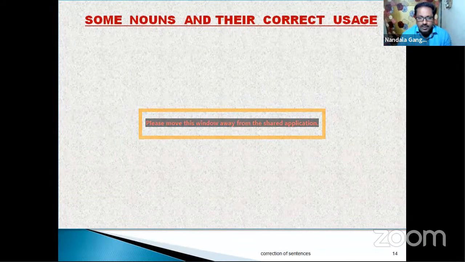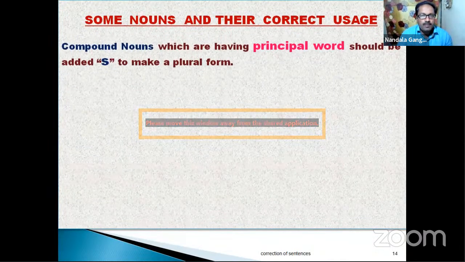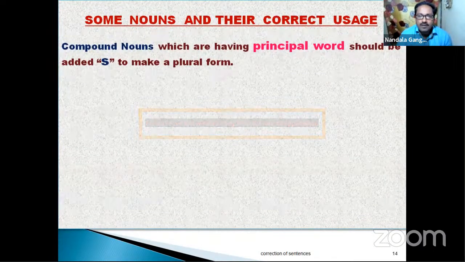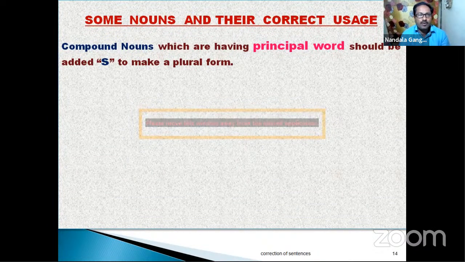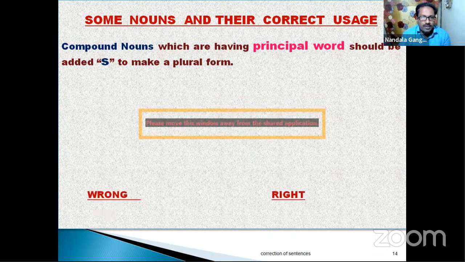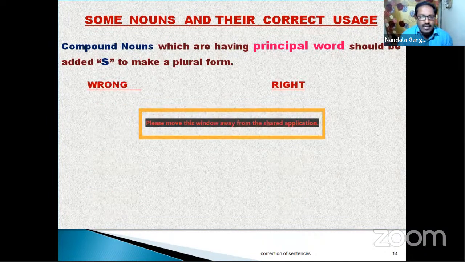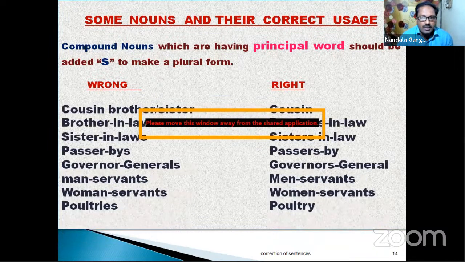Some nouns and their correct uses. Here, compound nouns which have a principal word should have s added to that word to make the plural form. What are the compound nouns? Here I have given you a table showing the wrong ones and the right ones. Cousin brother or sister. We can't say cousin brother or cousin sister. You say only cousin, whether it is a brother or sister.